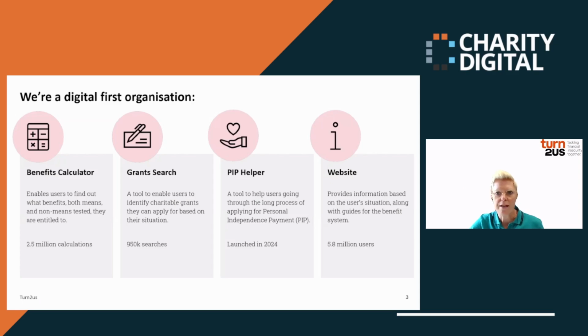We also have a grant search, which has around 1,400 grants from grant-giving organisations. On here, people can input information about their personal circumstances, and we can identify any grant that they can apply for. Then last year, we launched our PIP Helper tool, which helps users through the process of applying for personal independence payments, and shows them how to challenge the outcome if needed. And then finally, we have our website, which provides users with information about the benefit system, what support they can get related to their personal situation.